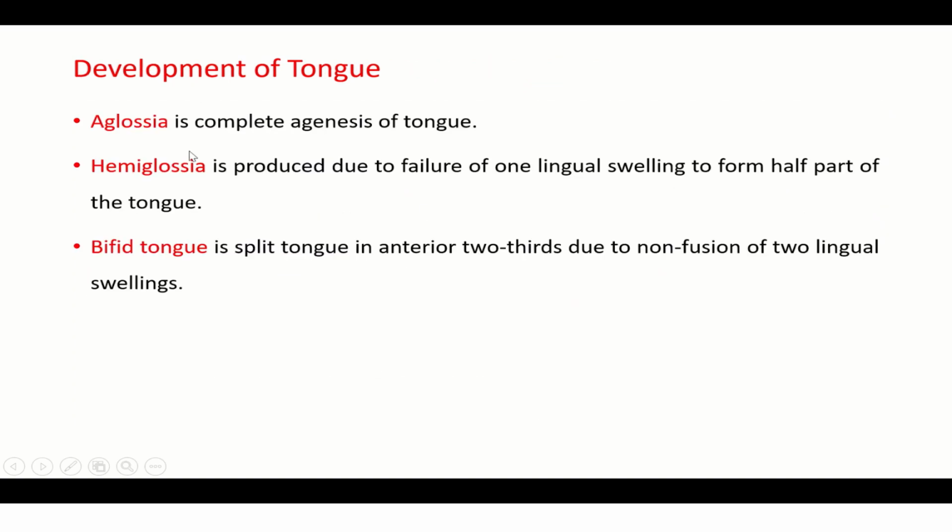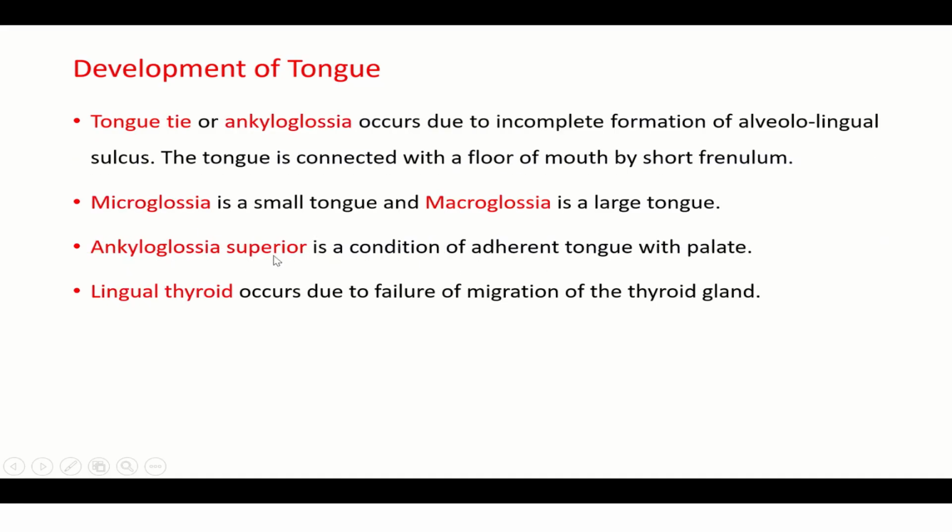Now developmental anomalies. Aglossia is complete agenesis of the tongue. Hemiglossia: half of the tongue is not developed due to failure of one lingual swelling. Then bifid tongue: the anterior two-thirds, due to non-fusion of the two lingual swellings. It is observed in the anterior two-thirds. Both the lingual swellings have not fused, resulting in a bifid tongue.